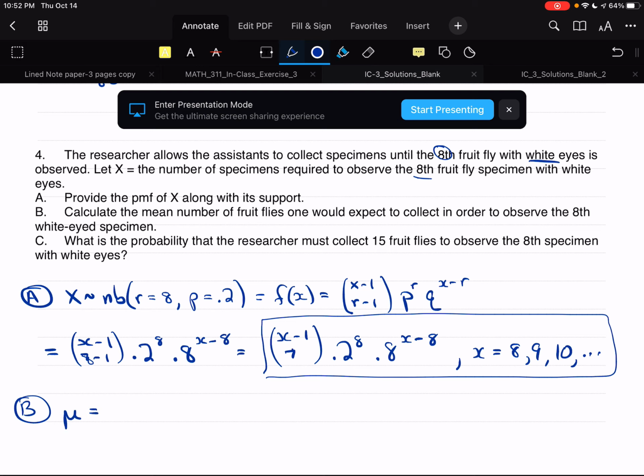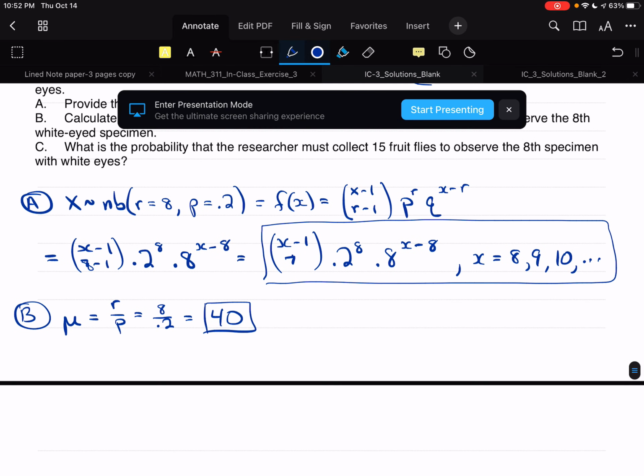So the mean of the negative binomial distribution is R divided by P, and I always ask you to write out the formula and then plug in the values. And so R is going to be 8, P is 0.2, and this turns out to be 40. So quite a high number. We expect to have to collect 40 specimens to get 8 of them with white eyes, because our probability is only 0.2. Now C is, what's the probability that the researcher must collect 15 fruit flies?